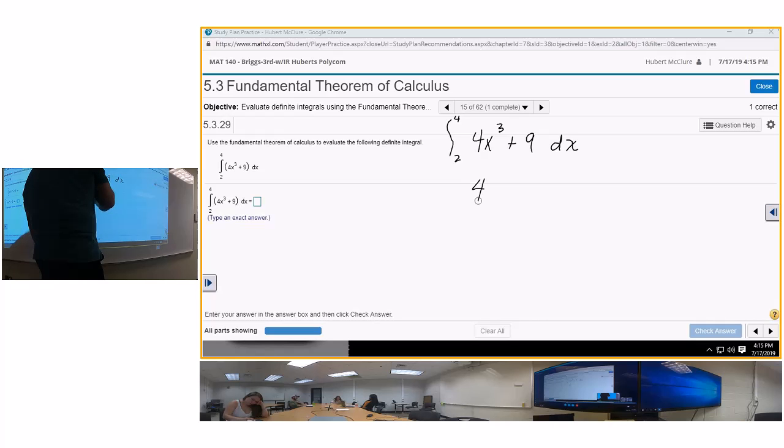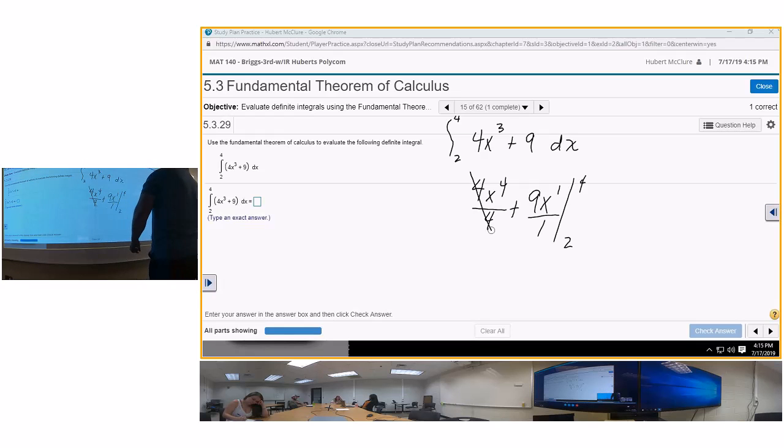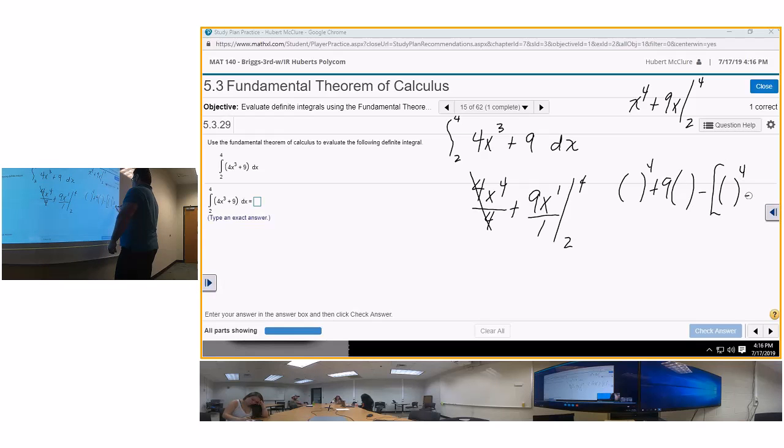We're doomed. 4x to the fourth over 4 plus 9x to the first over 1, evaluated at 2 and 4. And the 4's go out. That's going to give us x to the fourth plus 9x, evaluated at 2 and 4: (4) to the fourth plus 9 times (4), minus [(2) to the fourth minus 9 times (2)]. Oh, this one's too easy. I'm not going to give you this one on the test. I'll probably mess it up.